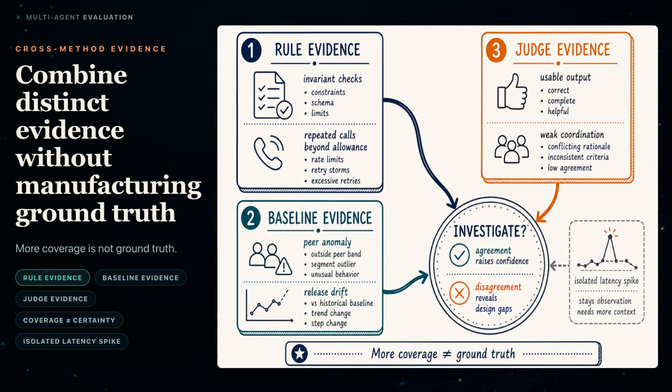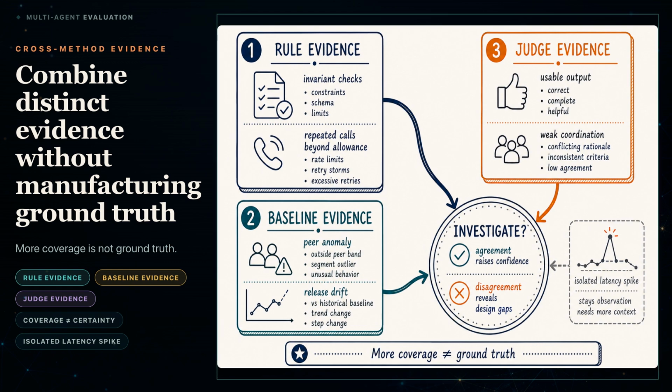Rules may show no unauthorized write, while still identifying repeated tool calls without state change beyond the allowed retries. A stratified baseline may show unusually high calls for healthy peers and a persistent rise across releases. A rubric judge may find the final output usable, but the coordination evidence weak. Those methods cover different failure surfaces.